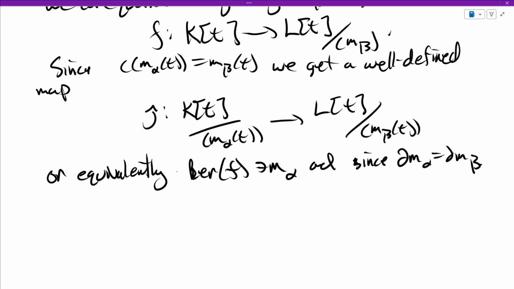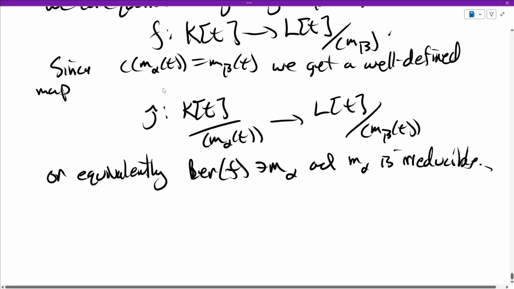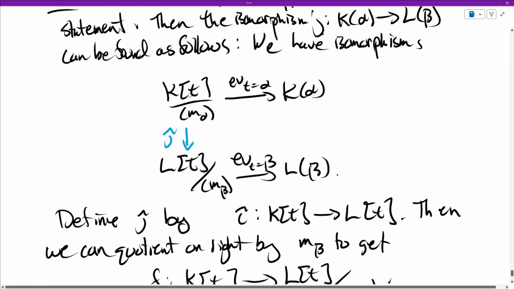I guess we don't even need to look at degrees here. Actually, let me back off degrees for a second. And M alpha is irreducible. There we go. That's the right thing to say. It's irreducible, so the kernel can't be smaller, okay? Because that would mean M alpha factored, and it doesn't factor. All right, so that's why we get a well-defined map that way, because it is in fact the kernel, and that is the J hat. That's our J hat there.